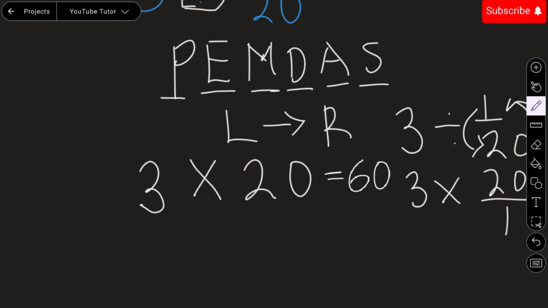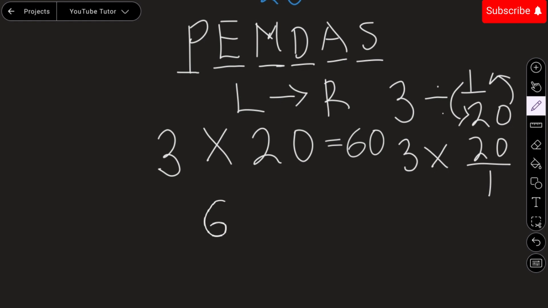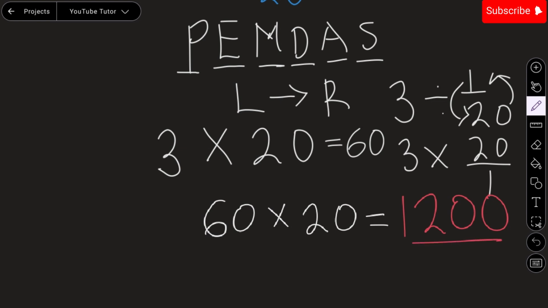Alright, so after that we have this last 20 here. So we just do 60 times 20, which gives us our final answer to be 1200. Yes, so that's how to solve it.